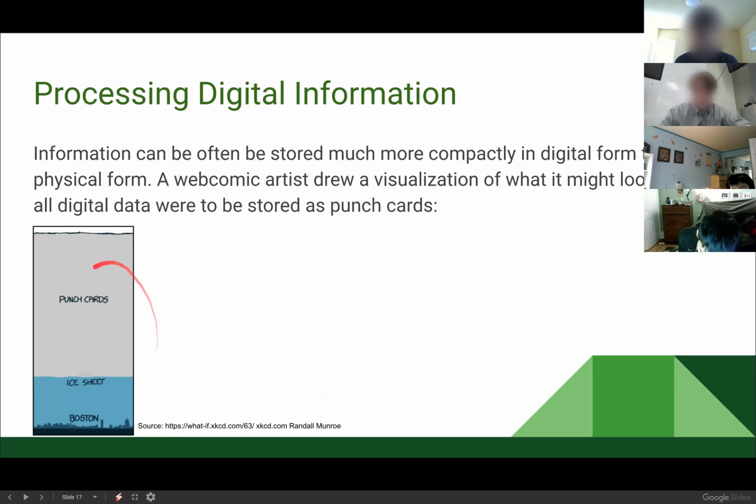So a webcomic artist that I like, his name is Randall Munroe. He drew a visualization of what it might look like if all digital data across the world were to be stored as punch cards. So if this is the city of Boston, which is a pretty large city, and this is the thickness of the ice sheet from back when there were glaciers over Boston, this is how thick the layer of punch cards would be. It's ridiculous. We're storing so much information that if we were using punch cards, it'd be a huge amount of space.